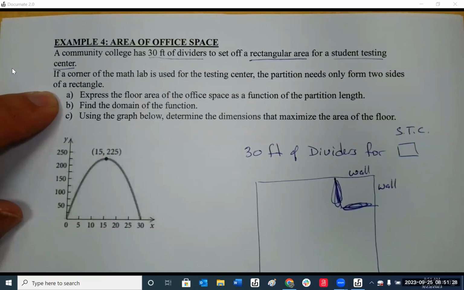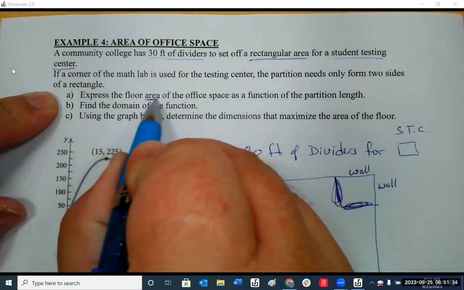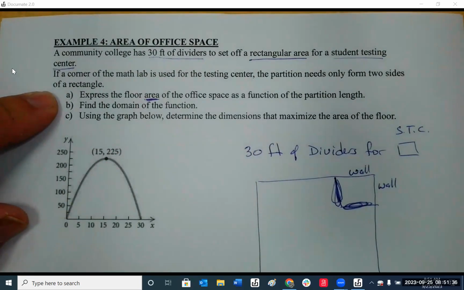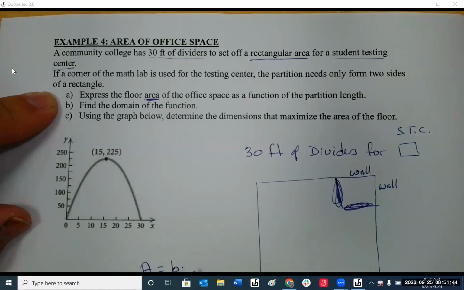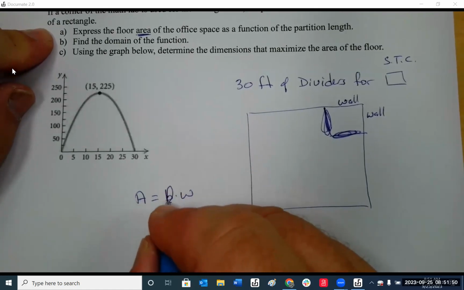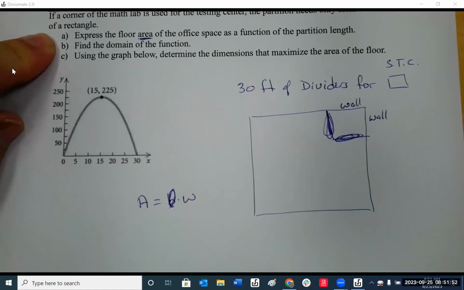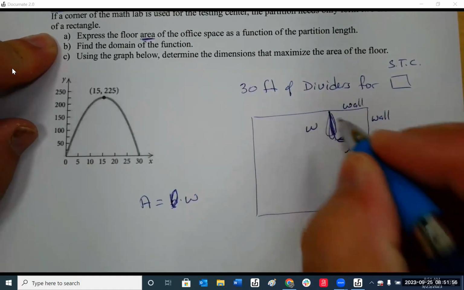So what formula is asking for? Yeah, it said area. What's the formula for area? Right, base times height, or length times width, doesn't matter. Let's put length times width. So this will be our length, this will be our width.